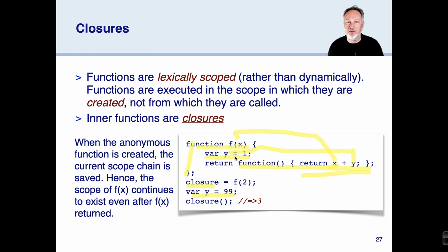So that's why we use the term closure, because we're closing a lambda by binding its free variables. So the key thing that's important is even after f has returned, the scope of f continues to exist even after f has returned.